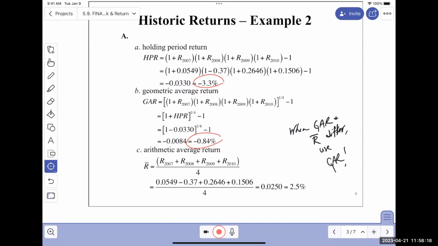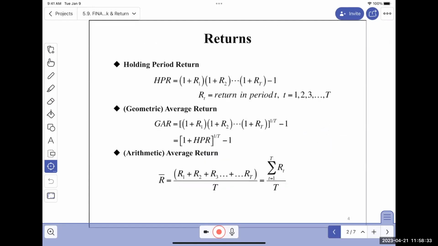Over each year, it was like a negative 1% return. So they lost each year about 1% if you want to say on average. But you see how the average distorts what you really see in the data, right?